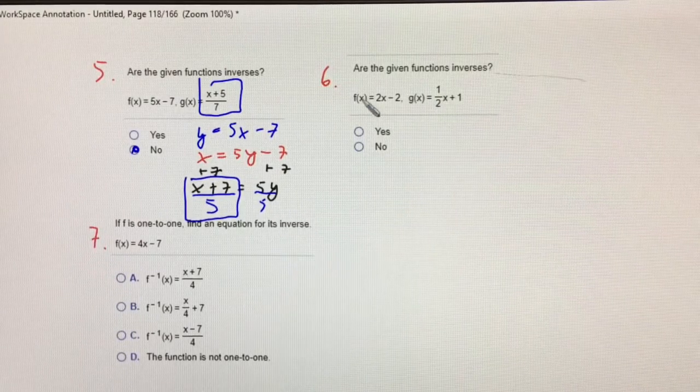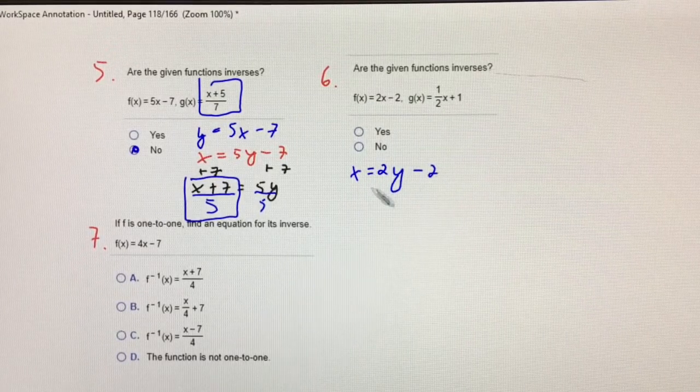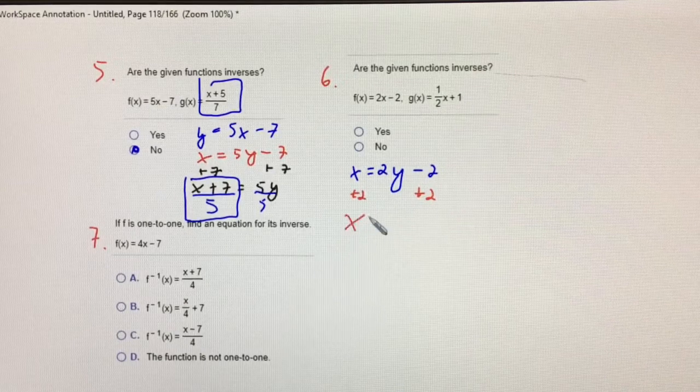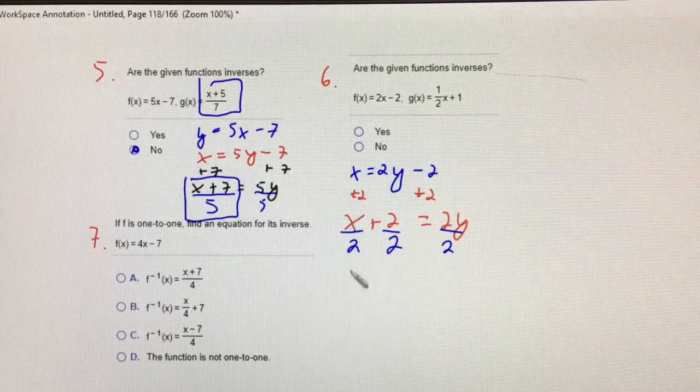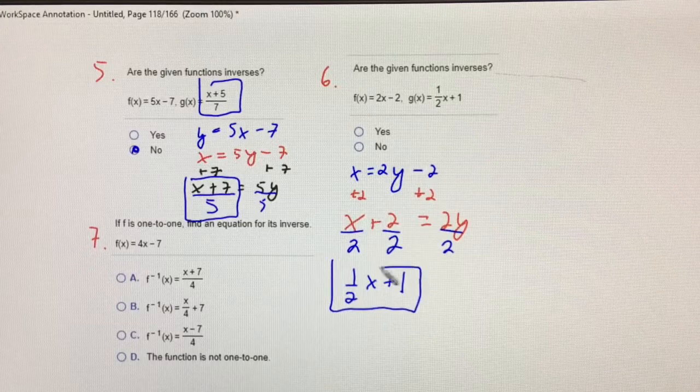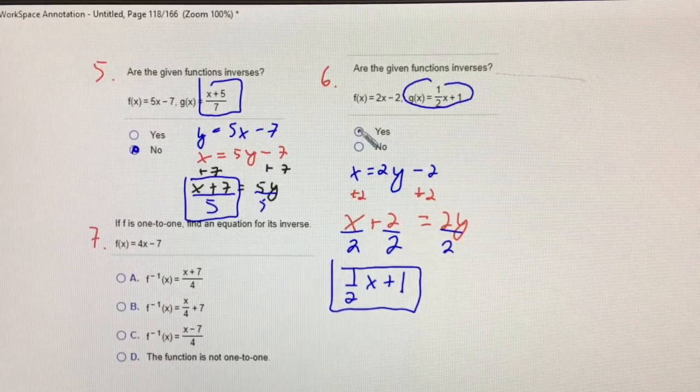Same process over here. I'm going to rewrite this as x equals 2y minus 2. And I'm going to go through the process of solving it for y. So I'm going to add 2 to both sides. That's going to give me x plus 2 equals 2y. Notice I don't have a big fraction, so I'm going to divide everything by 2. And 1 over 2, that's 1/2 x, 2 divided by 2 is 1. So that there is the inverse. So yes, those are inverses of one another.